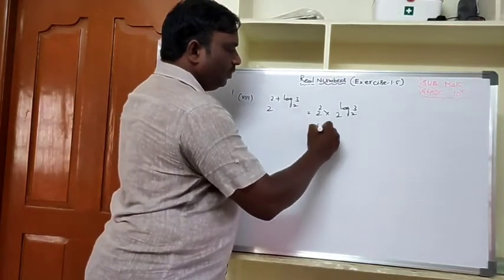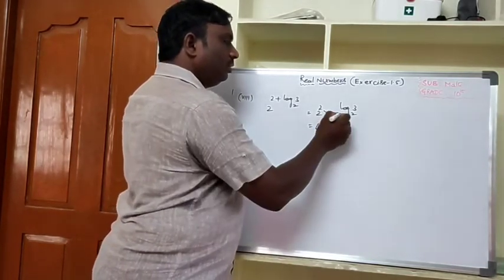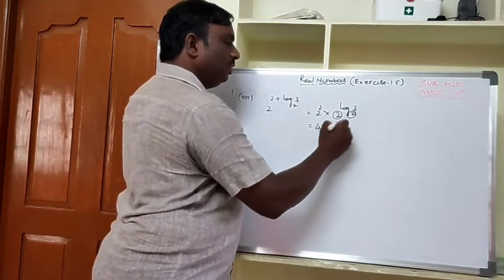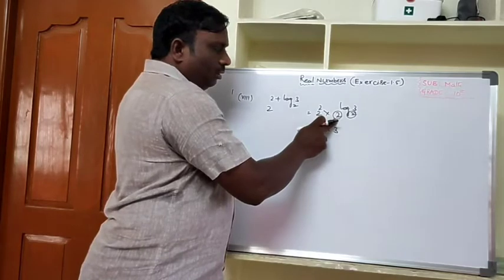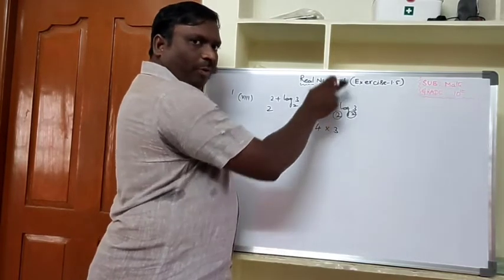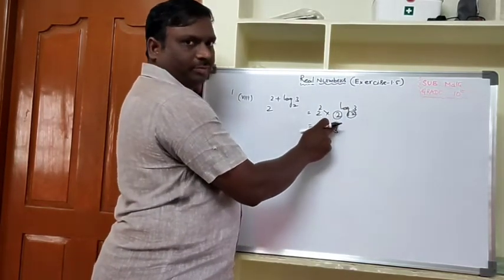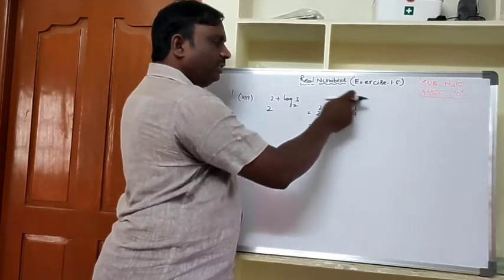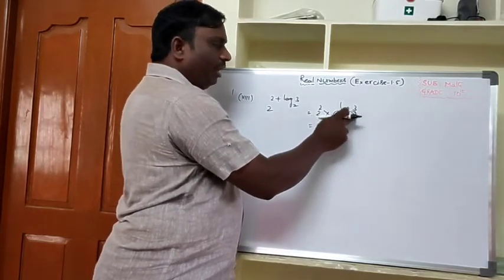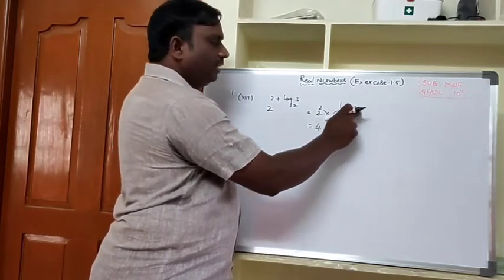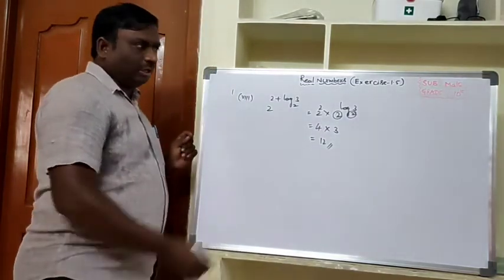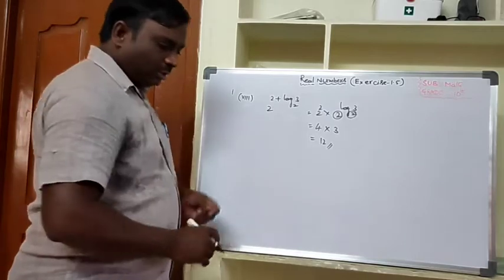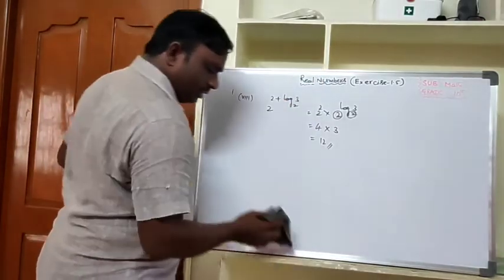So 2 square is 4, into, when the base and the power's log base are the same, then you can write the log value as it is. That is 4 times 3 is 12. I have already completed the solution. Like this you can complete the remaining questions.